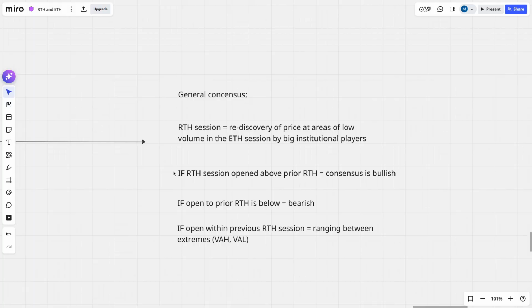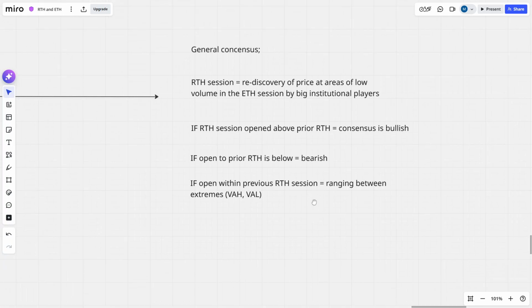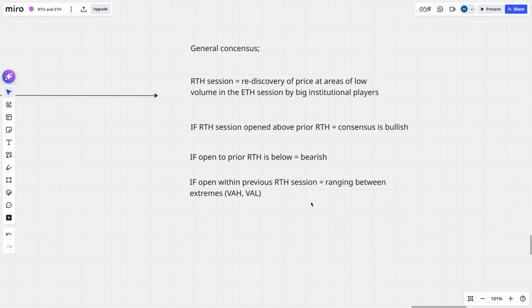And if the RTH session opens above the prior high, consensus is bullish, as I've said. And if the open is below the prior RTH lows, then we are bearish. And if we open within the prior RTH session, then we should be ranging between these extremes, that being the value area high and the value area low, as stated here.